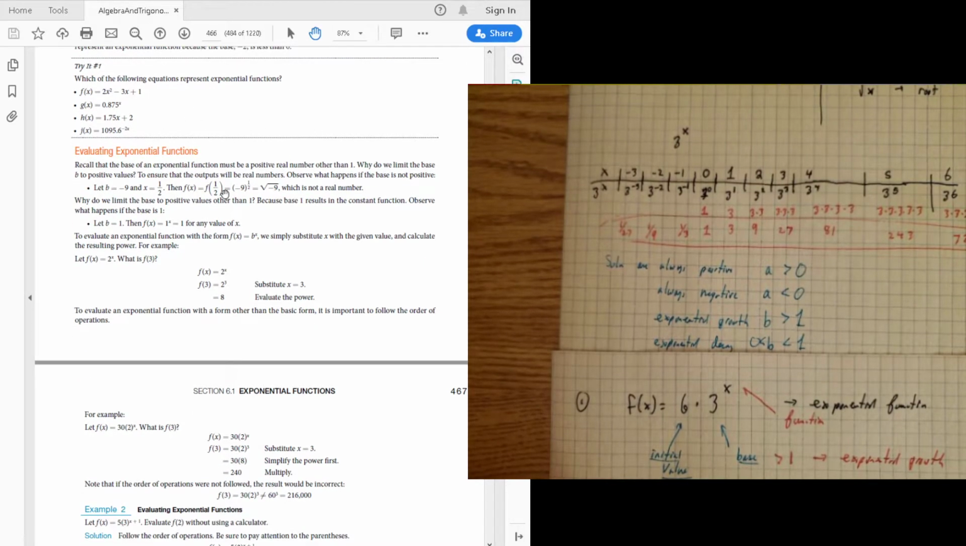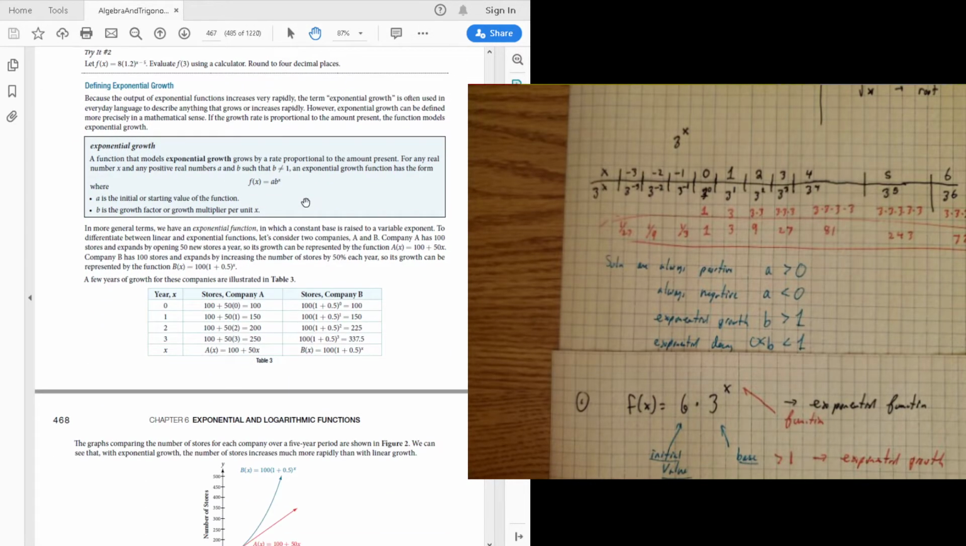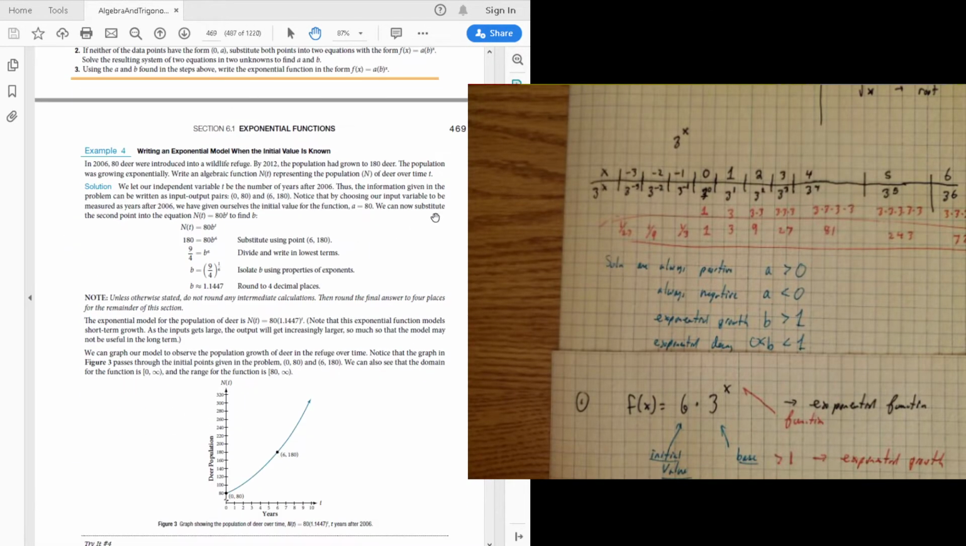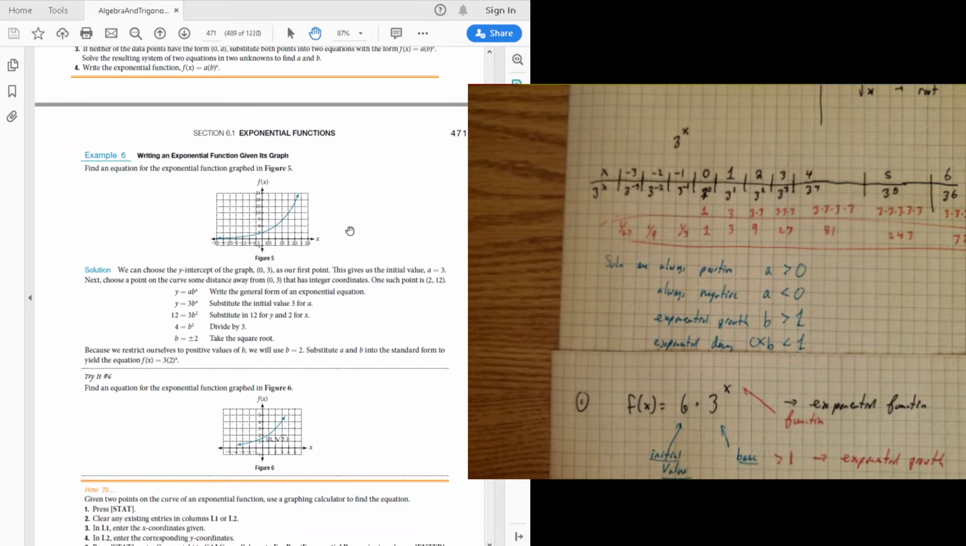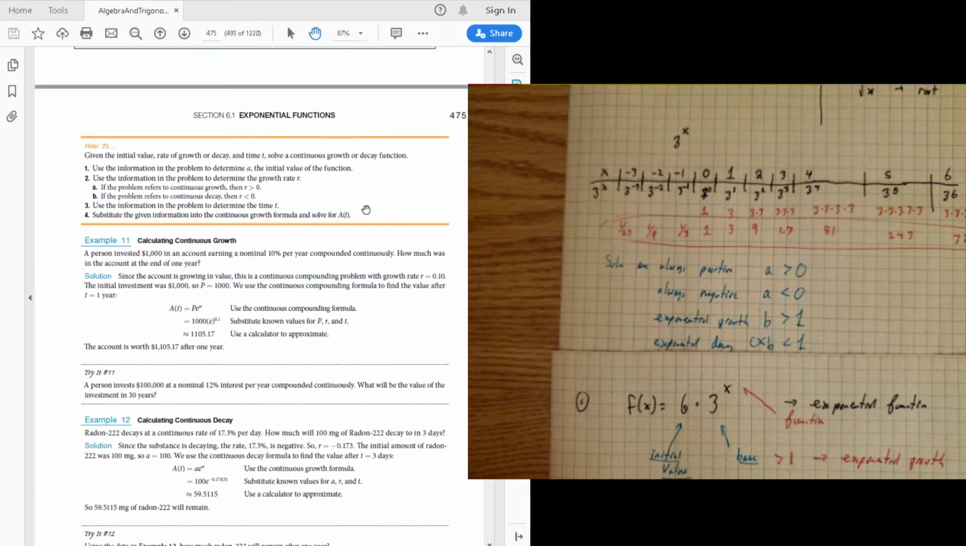Okay. How do you evaluate these? Well, the nice thing is, a lot of the problems that you have tonight that ask you to evaluate are simple plug and chug. So let's take a look at some problems. As you can see, we're skipping some of the section because it's the last week, and I want to make sure you guys have a good last week.